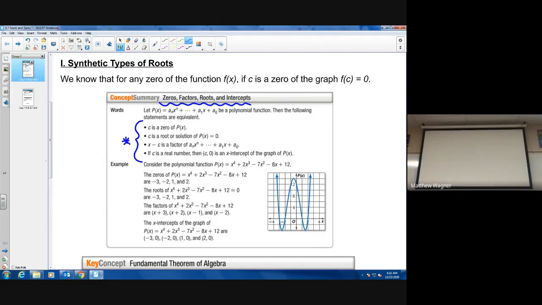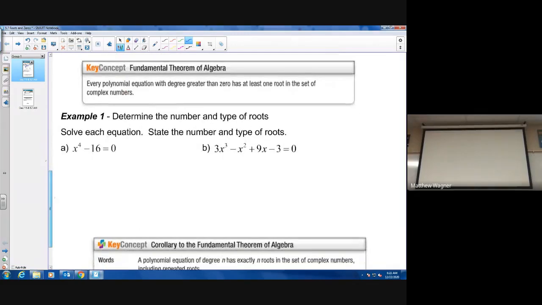So first things first, just a little vocab revisit. Zeros, factors, roots, and our x-intercepts all basically mean the same thing. Those numbers all coincide with each other, so we use those interchangeably when we're solving. We've already talked about that, so we're going to move on. We won't spend a ton of time dwelling on it. The fundamental theorem of algebra is a big concept here.